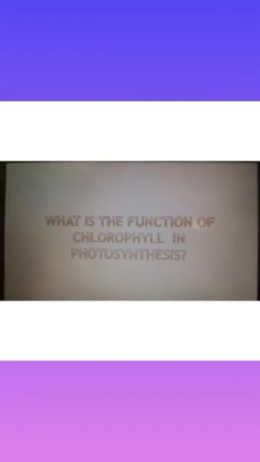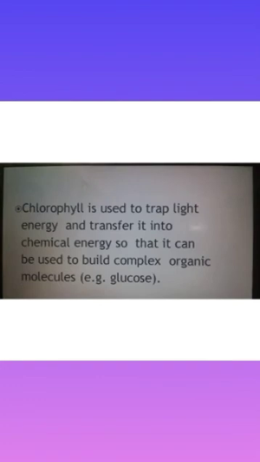So if light is the source of energy, then what is the function of chlorophyll in photosynthesis? Chlorophyll is the green pigment present in the chloroplast of the leaf, which is responsible for trapping the light energy and converting it into chemical energy so that it can be used to build complex organic molecules like glucose, that is, carbohydrate. Chlorophyll appears green because it reflects the green color of white sunlight, whereas it absorbs the blue and red regions of white light.